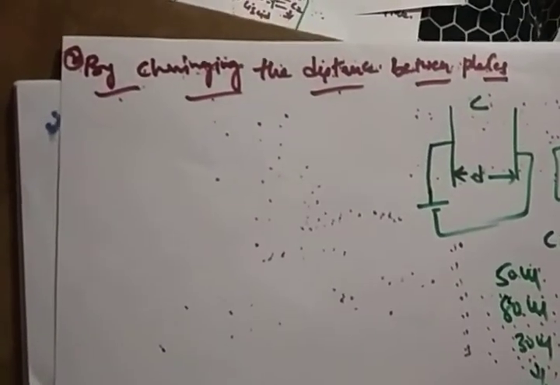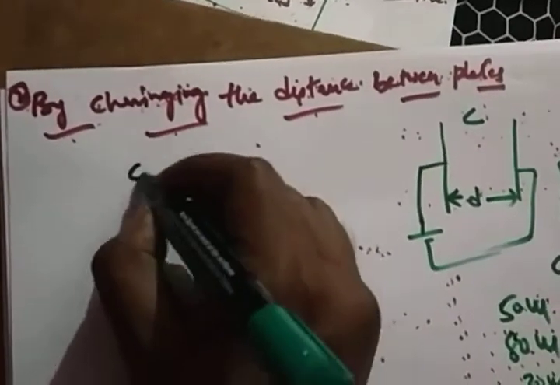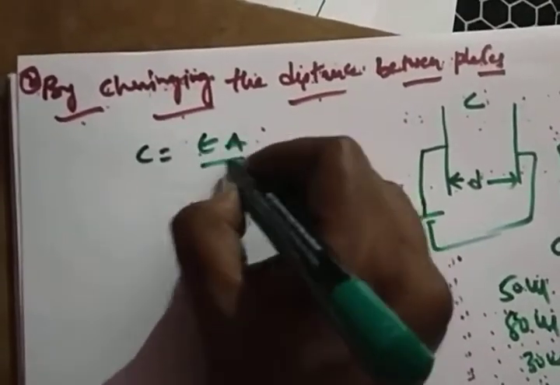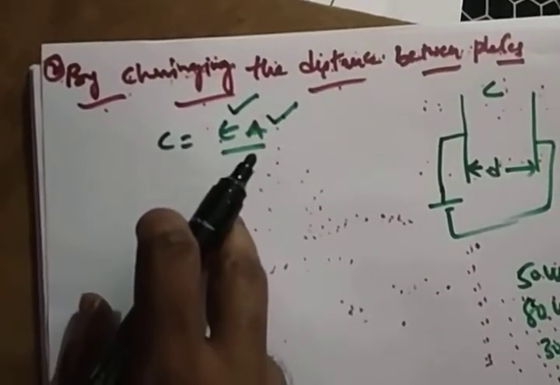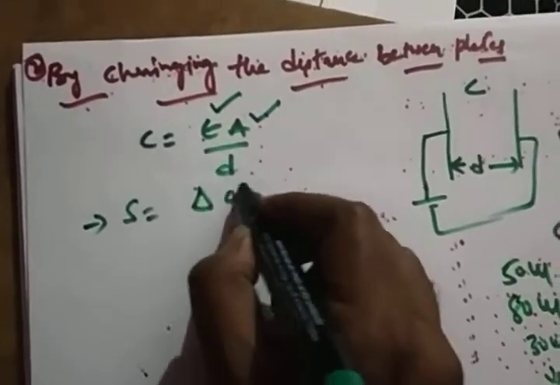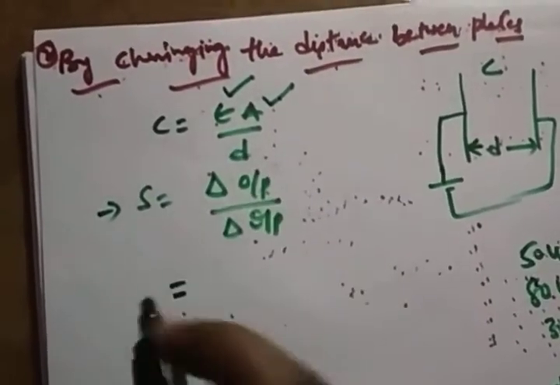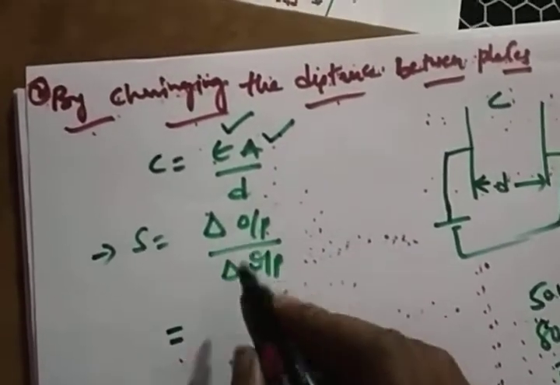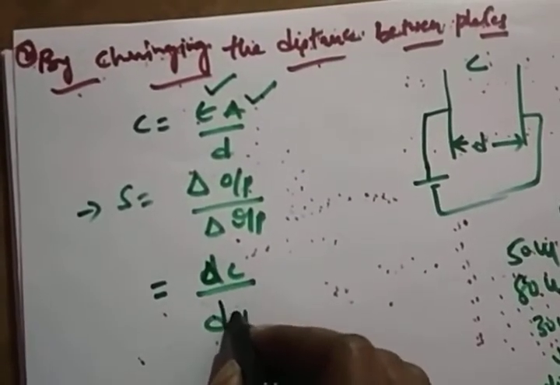How the instrument is linear or non-linear, you just need to find out the sensitivity of that system. So what is the C? C is equal to epsilon A by D. Epsilon is a constant, area is a constant. You are varying your distance. So what is the sensitivity? It means change in output by change in input. So what is the output? Delta C, that means dC, by change in input, the input is small d, distance.